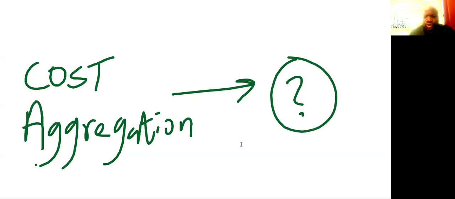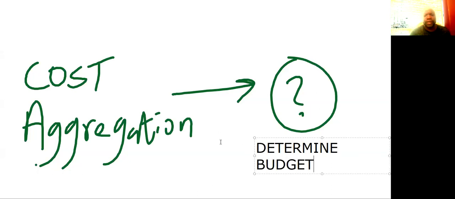All right. So cost aggregation is used in the determine budget process. Okay, and we aggregate all the costs into a final total amount. That's exactly what we do in cost aggregation.